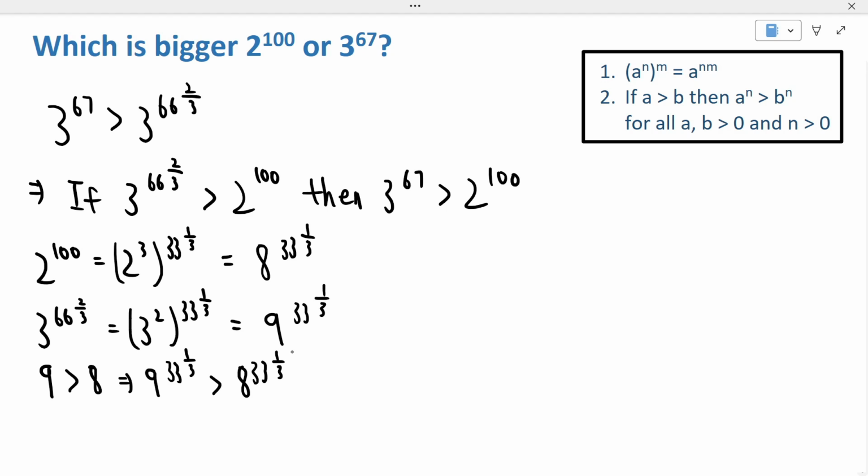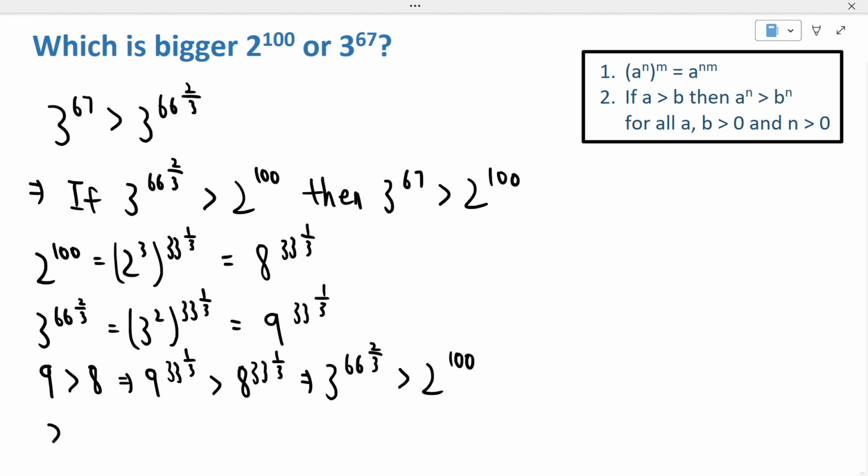And since 9 to the power of 33 and 1/3 is equal to 3 to the power of 66 and 2/3, and 8 to the power of 33 and 1/3 is equal to 2 to the power of 100, this also implies that 3 to the power of 66 and 2/3 is greater than 2 to the power of 100.